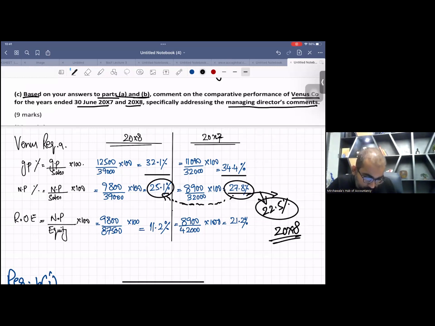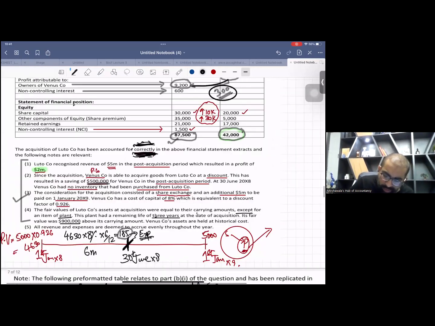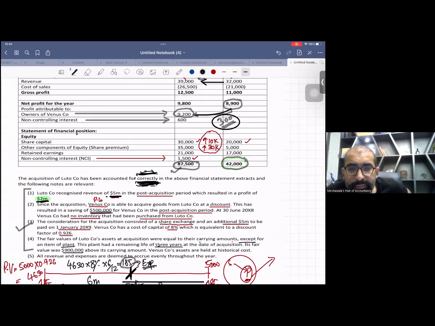See this. S company's 6 months profit was 2 million and S company's sales were 5 million. So 2 divided by 5 into 100 is 40%. So the 6 months NP margin alone is 40%. Although the first 6 months data is not given, S company is still doing better. These statistics show that S company is better than P company. Okay.